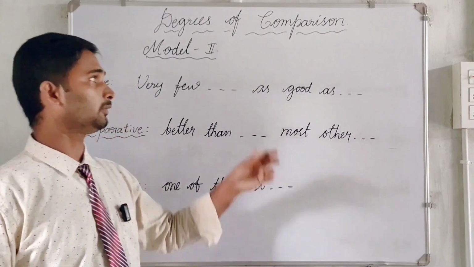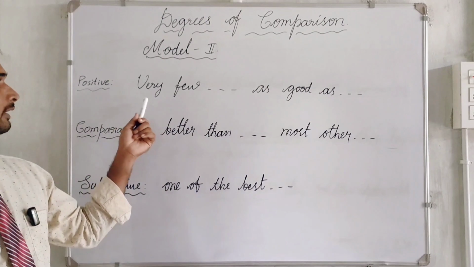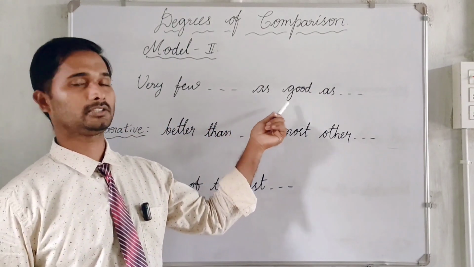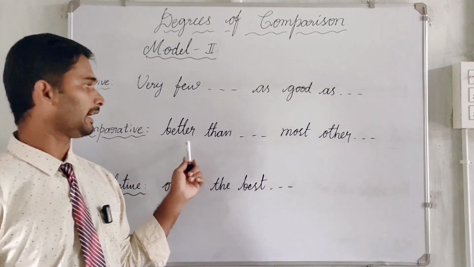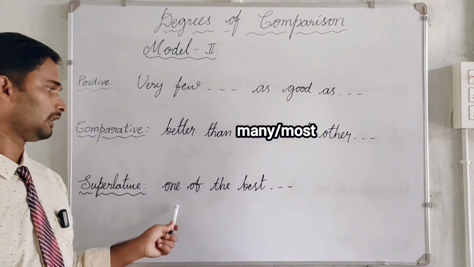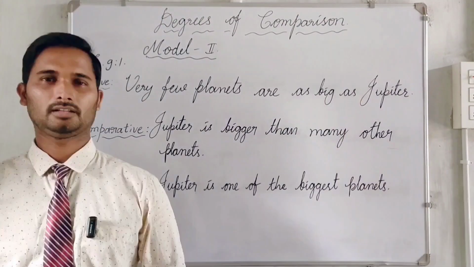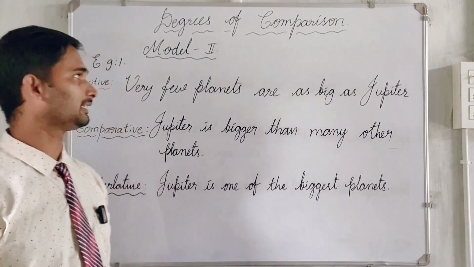Let us now see the model 2. Some hints or the key points. Positive, very few, as good as. Comparative, better than most other. Superlative, one of the best. Let us learn the model 2 with some examples.